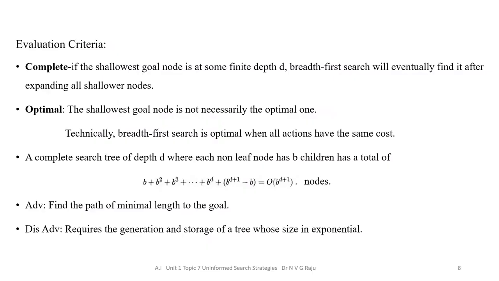Evaluation criteria for BFS. BFS is complete if the shallowest goal node is at finite depth d. BFS will eventually find it after expanding all shallower nodes. So we can call BFS complete. Second property is optimality. The shallowest goal node is not necessarily the optimal node in BFS. Technically, BFS is optimal when all the actions have the same cost. It may not be possible in real conditions.